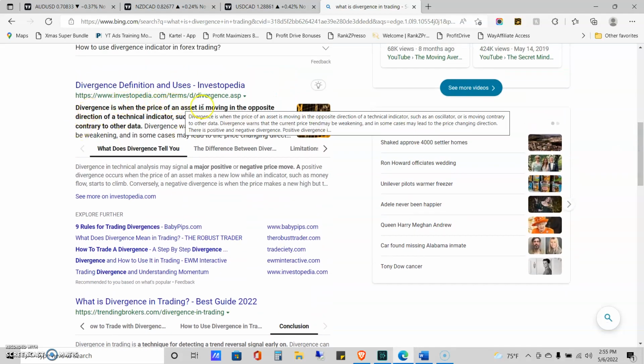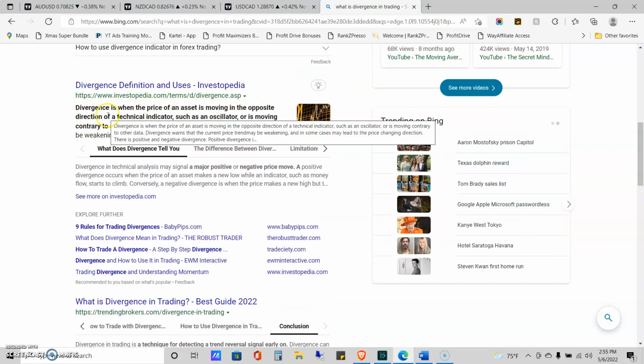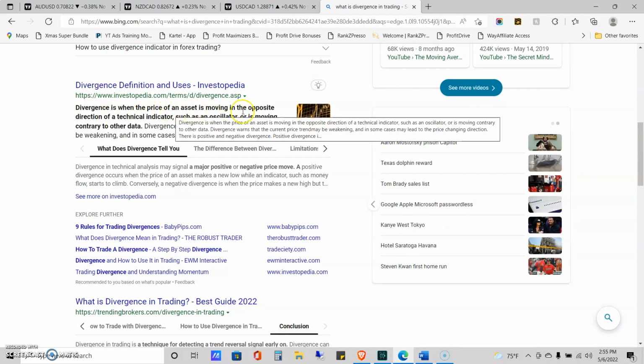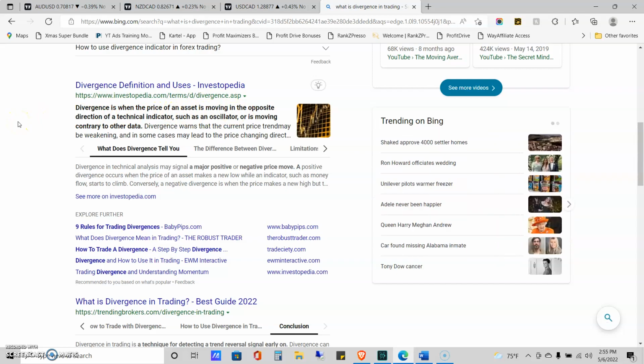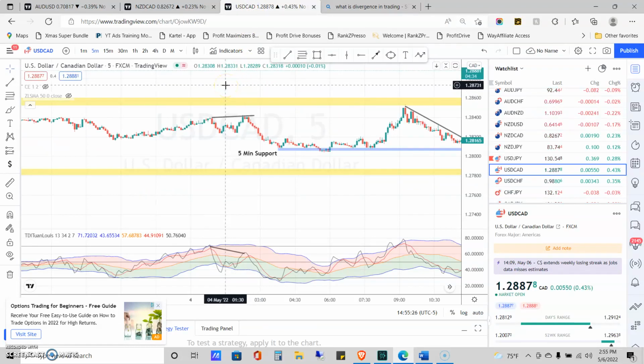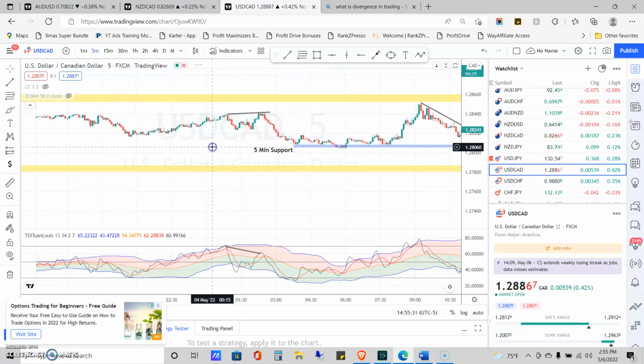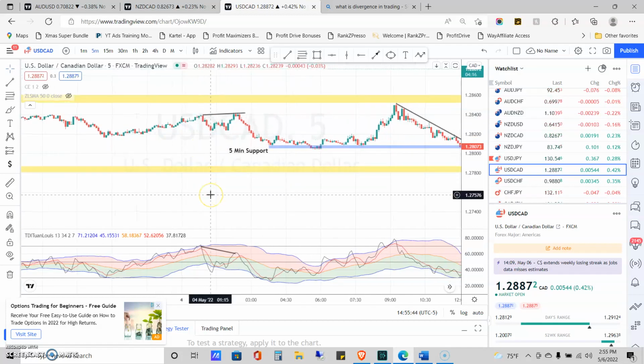It's basically the difference when the price of an asset is moving in the opposite direction of a technical indicator, such as an oscillator, or is moving contrary to other data. So let's take a look at this, guys. I really love to catch these moves, and it works on just about any time frame. Especially when you see it before a news event, it will tell you which direction it could possibly go in.